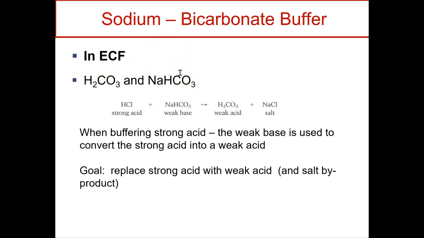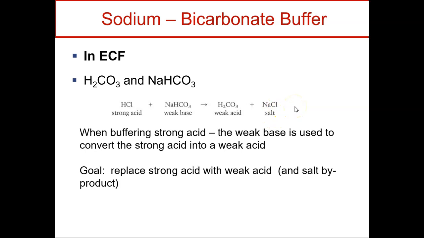And so the way it works when we're buffering is, remember, strong acids, bad, weak acids, good. So how do we buffer? Well, if you're buffering an acid, here's my strong acid, my HCl. Now my base gets involved. It combines with the strong acid, and notice it converts the strong acid, HCl, into carbonic acid, H2CO3. This will not change the pH as much. And then I also form a salt.